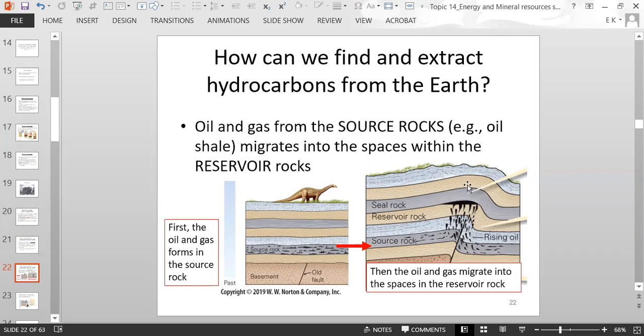So then it would be cost effective if you were to put a well here and then pump out this oil. This would be a cost effective location to pump the oil out of because it's trapped by this rock above. So you get like this pool of oil underground.